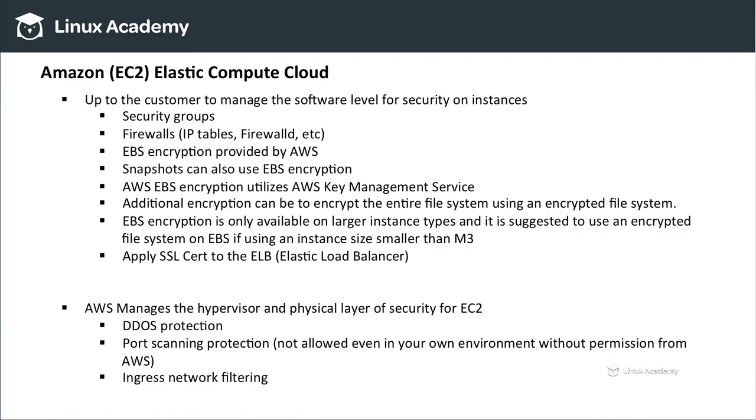Now, EBS encryption is only available on larger instance types and is suggested to be used on larger instance types. Any instance type smaller than an M3, so an M3 can use EBS encryption. Any instance type smaller than an M3 should not use EBS encryption because of the amount of resources required in order to perform the encryption. Anything lesser, you can use an encrypted file system from Linux. It's still going to use a lot of resources, but it's an option to use an actual Linux or Windows encrypted file system.